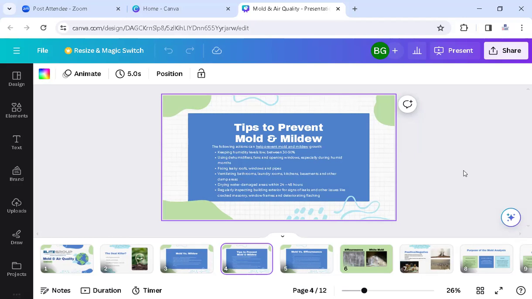Keeping the humidity level low, between 30 and 50%, in the house is ideal. You can use dehumidifiers, fans, opening windows, especially during humid months, to let that air kind of carry the moisture out of the home. Strangely enough, for a family of 4 living in a home, 25% of the humidity in that house is generated by breathing and sweat.